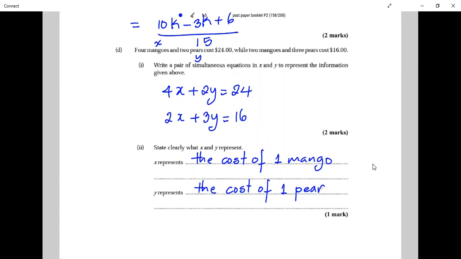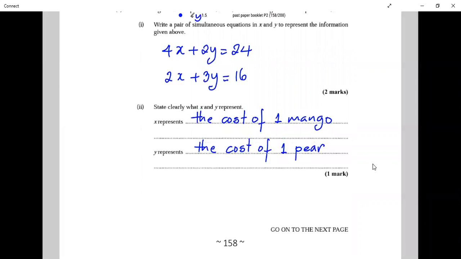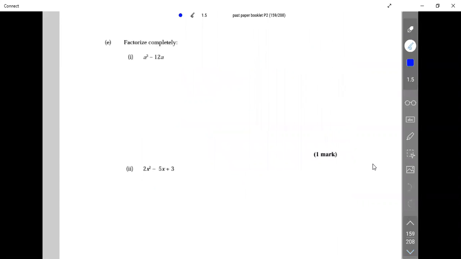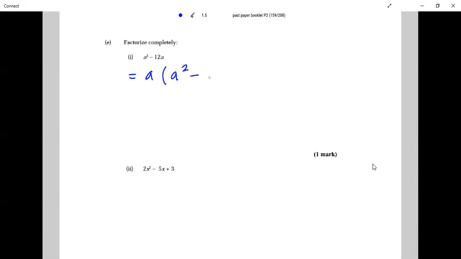All right, let's go to the next page. All right, first of all, let's just find that this is the end of the question. I'm not seeing it. So let's go to the next page. There's an E. E says factorize completely. The first step in all factorization is to see if there's a common factor. In I, A is common. So I'm going to put A outside the bracket. A into A cubed is A squared. And A into 12A is 12.